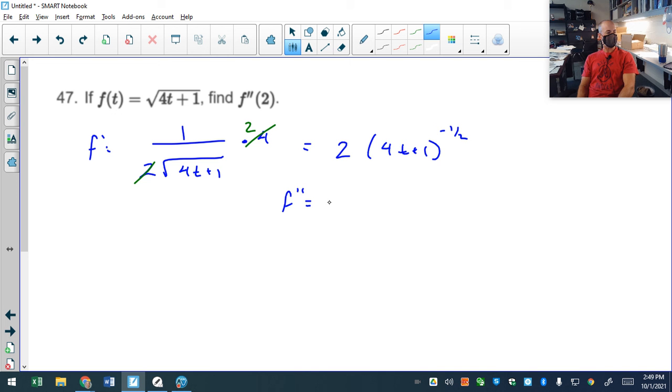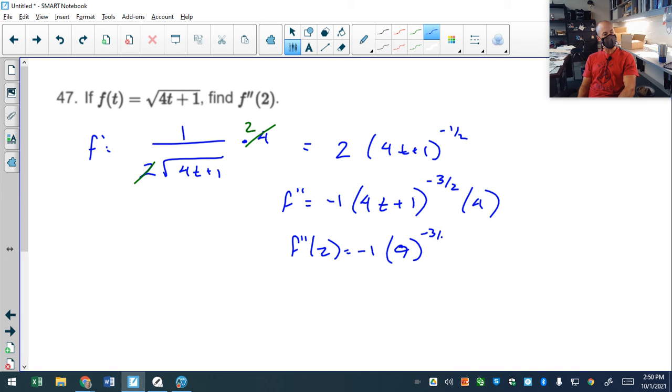So I'll bring the negative 1/2 down. Negative 1/2 times 2 is negative 1. 4t plus 1 to the negative 3/2 times 4. Then I'll plug 2 into that. So F double prime of 2, negative 1. 4 times 2 plus 1 is 9. Negative 3/2 to the 4th. What? No, I don't care. Negative 4 over 9 to the 3/2, which is negative 4 over 27.